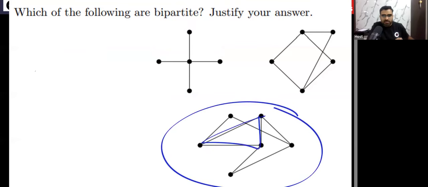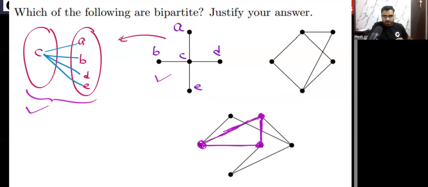So because there is a triangle, it means there is an odd length cycle. Yes or no? There is a three length cycle. This graph contains odd length cycle. There is at least one odd length cycle in this graph. So this graph is not bipartite. Okay, very easily you can see.